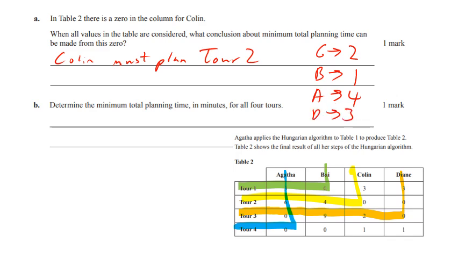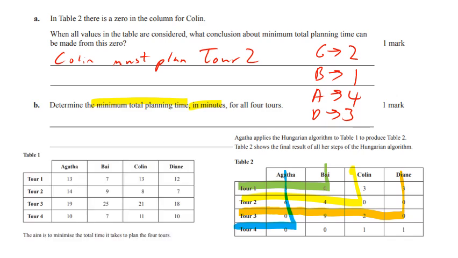All right, now the actual question is for part B: determine the minimum total planning time in minutes for all 4 tours. So we need to look back at the original values. A lot of people forget to go back to the original values. So tour 2 was Colin, Bai was tour 1, Agatha was tour 4, and tour 3 was Diane.